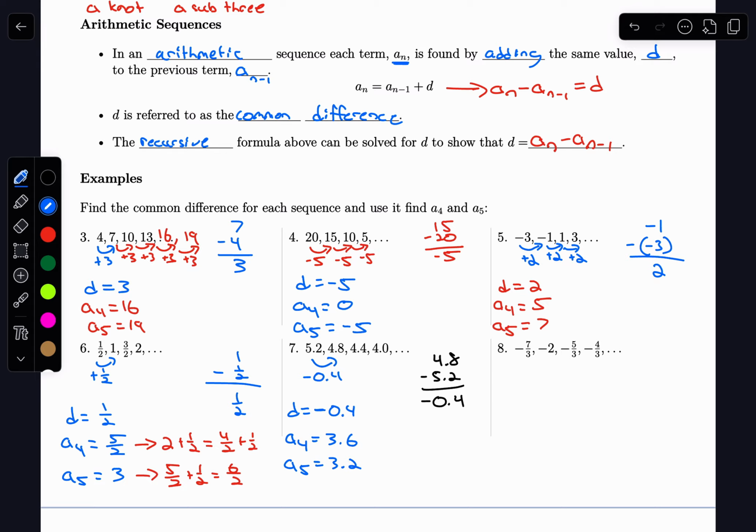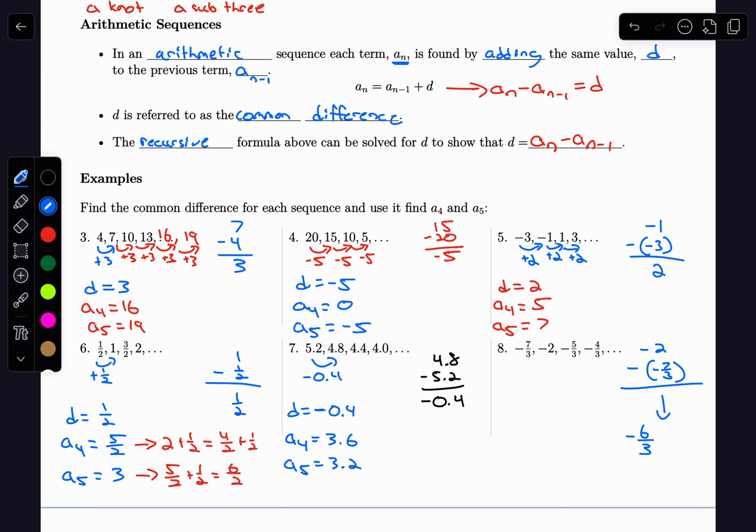All right, number 8. This one's a little bit trickier because we have thirds, a little harder to see what's going on here. We have negative 7 over 3, negative 2, negative 5 over 3, and negative 4 over 3. If I do the subtraction on the side, negative 2 minus negative 7 over 3, this is not a super convenient thing to do subtraction for, right? We have a lot of negative signs going around, and we don't have a common denominator. So what I'm going to do is rewrite this in a more convenient form. Negative 2 is really, if I want a denominator of 3, negative 6 over 3.